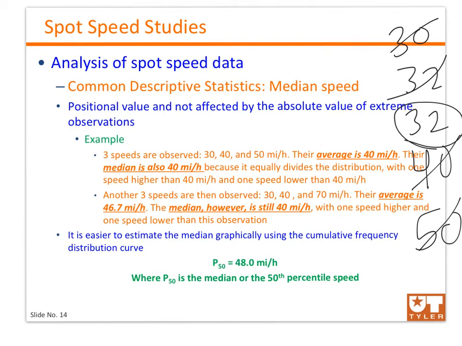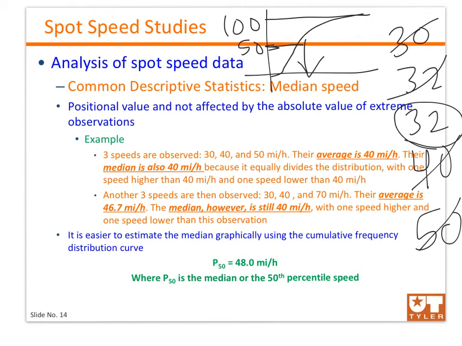Another way, which is an easier way of doing it, is to use the cumulative frequency distribution curve. On the cumulative frequency distribution curve, the median is at the 50% cumulative. So if you draw the curve like what we had before, starting almost at 0 and reaching up to 100, the way to get the median speed is to catch the speed at 50, go all the way to the curve and go down, and that would be your P50, which is the median speed.